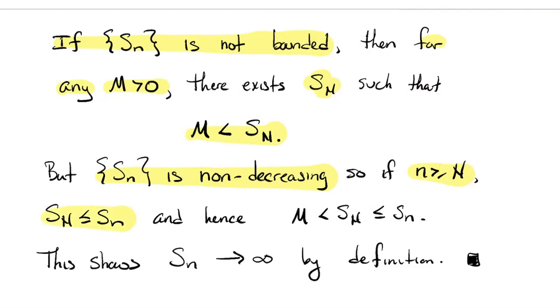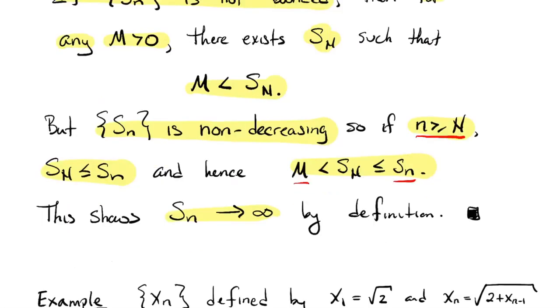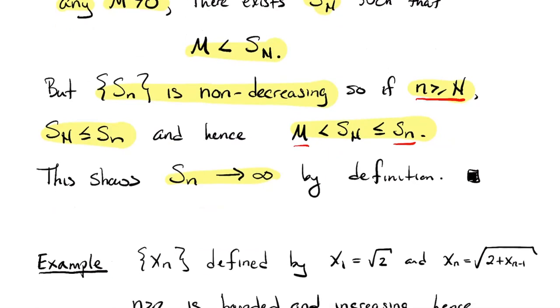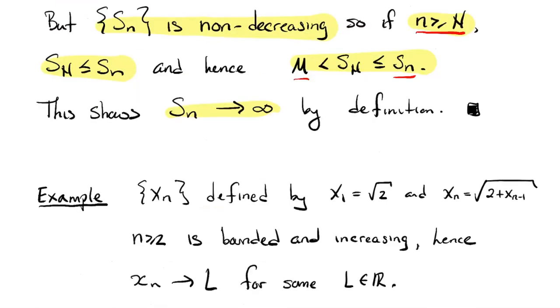So if you take terms with bigger indices than that capital N, well, the sequence terms are bigger than S sub N. So if you stitch those things together, what do you get? You get for every single index greater than or equal to capital N, the corresponding sequence term is bigger than m. And that, since m was an arbitrary positive number, is exactly the definition of what we mean by diverging to infinity. Okay, so if your non-decreasing sequence is not bounded, then it can't have a limit. It has to diverge to infinity. Nice. So that's the end of the proof.